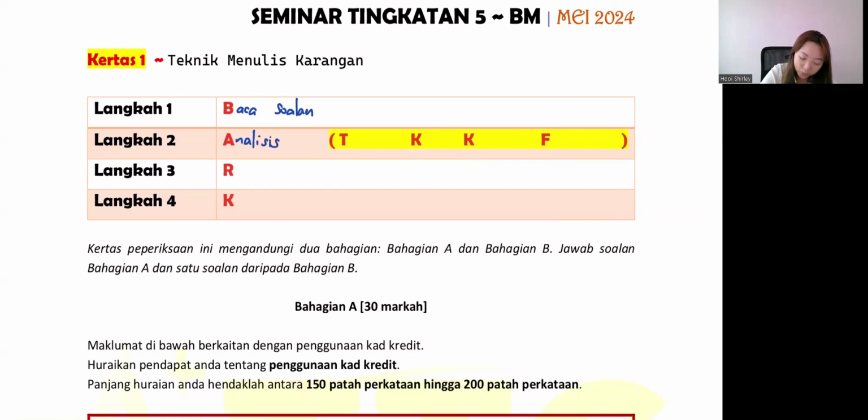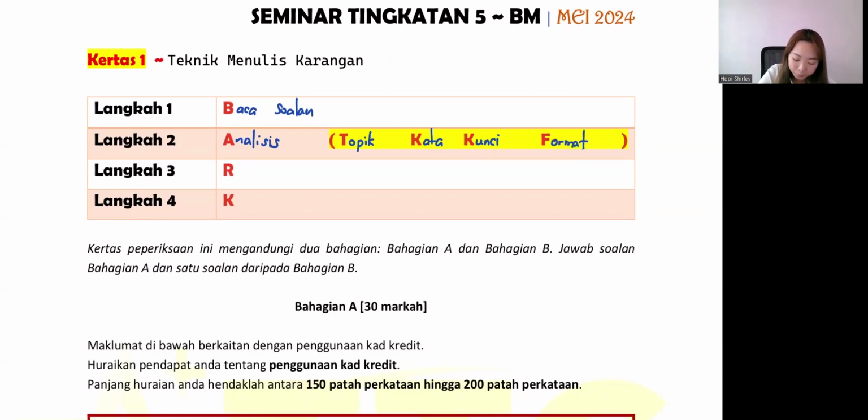Okay, and how do we do the analysis? The TKKF: topic, kata kunci, and format. For the topic, please be extra careful. Topic and tajuk and tema are different. A lot of teachers already mentioned in the pendahuluan, never ever talk about the tema, but you can talk about the topic. What is the difference here?